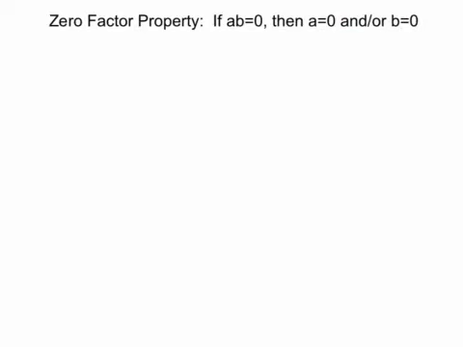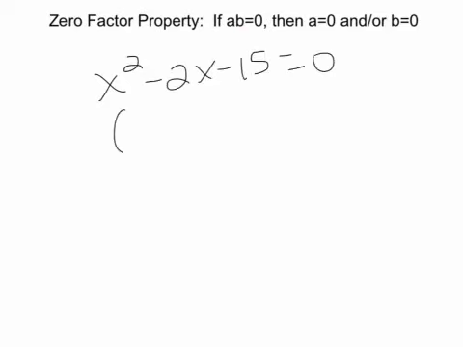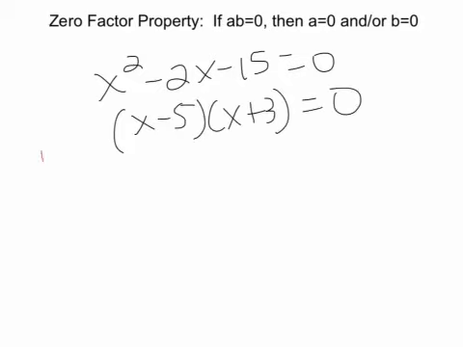So we have this property called the zero factor property, which is if a times b equals 0, then a equals 0 and/or b equals 0. Well, that makes sense, right? Two things multiplied together, if they equal 0, at least one of them has to equal 0. So if we go back to the example we were just on, where x squared minus 2x minus 15 equals 0, and then we factored it, that's the first step when you're solving by factoring. Now we have an a times b equals 0.